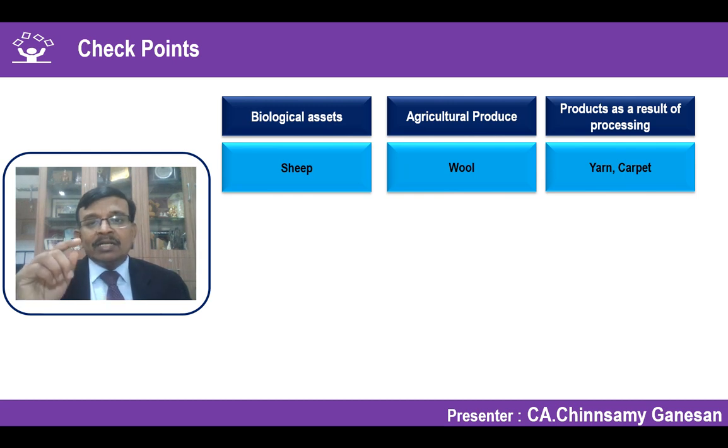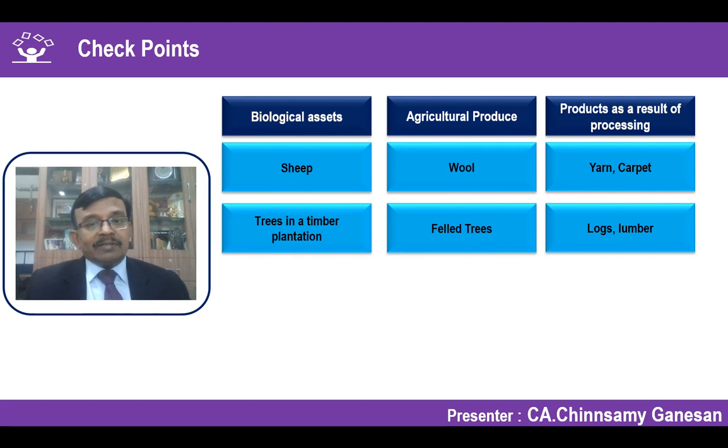So in a sheep, wool is the agricultural produce, and the yarn or carpet which the company processes becomes the products. Suppose the entity is not processing but simply sells the wool, then the agricultural activity has been done under a managed biological transformation for harvesting the agricultural produce for sale. It stops at that level. Further processing to convert into another product, then yarn or carpet comes in.